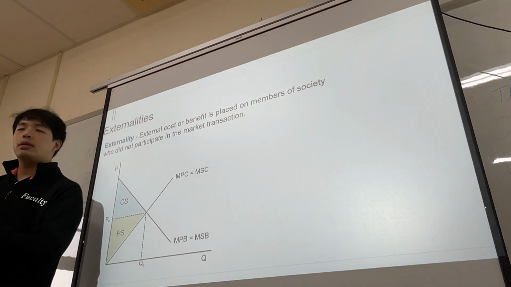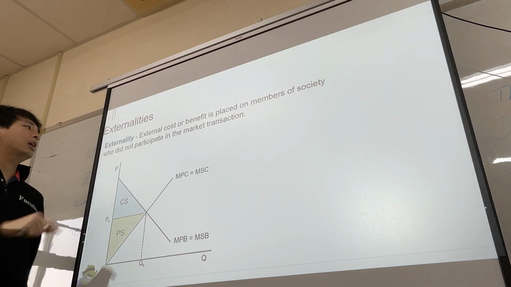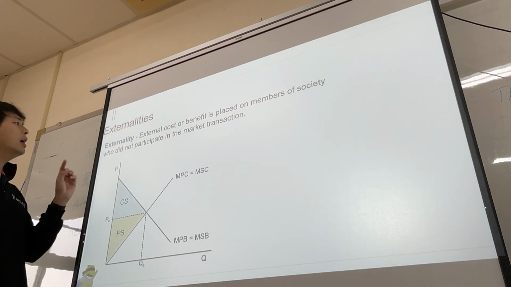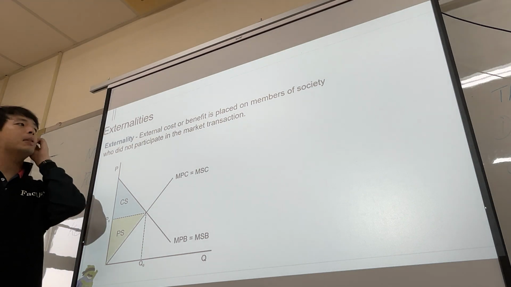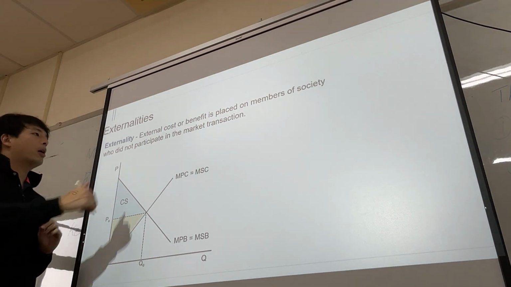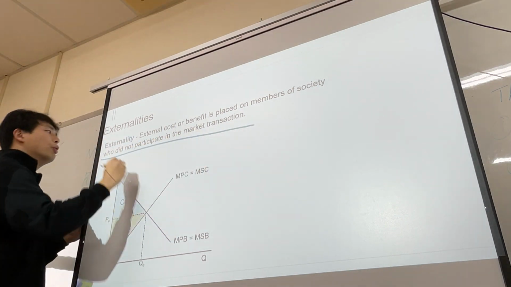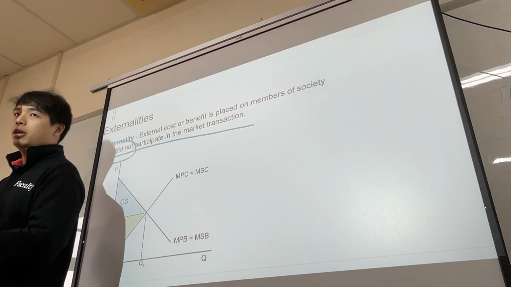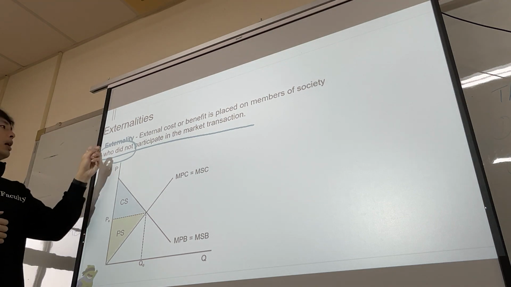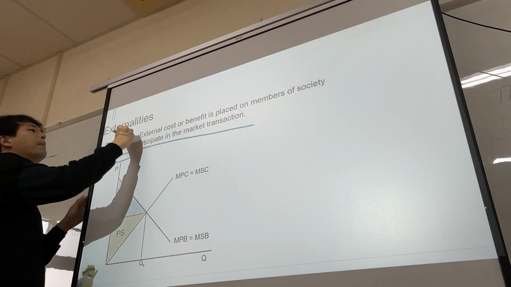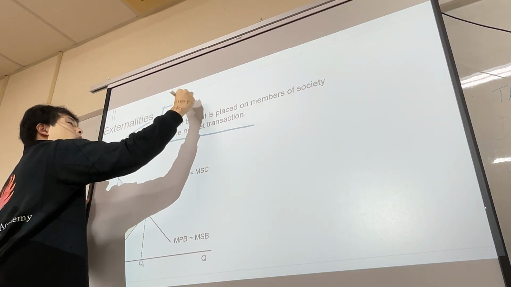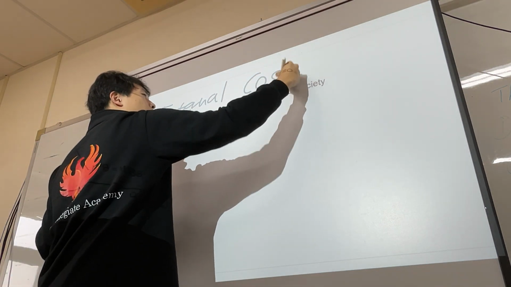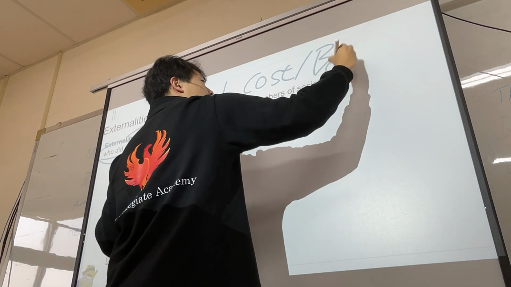Externality, you don't need to copy this down. External cost or benefit is placed on members of society who did not participate in the market transaction. Who did not participate in the market transaction? What does that mean? I'll tell you how. Externality. I want you to copy. External cost or benefit.